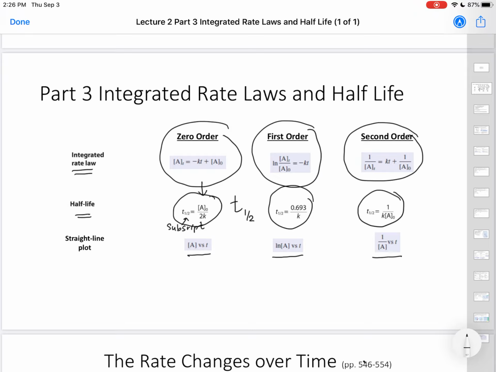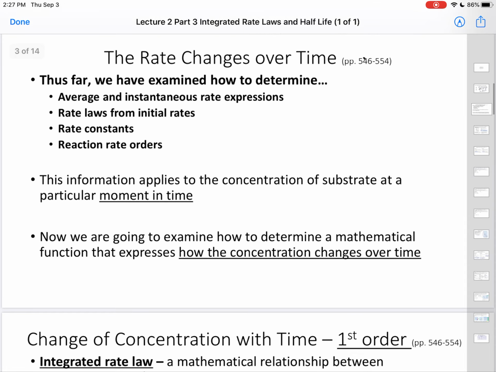And don't forget, when we say zero order, first order, and second order, what we are really referring to is when we have the rate law: rate equals k times the concentration of some substrate, which is a reactant. It is raised to a power. It could be 0, it could be 1, it could be 2. That is what we're talking about when we say zero order, first order, and second order. So the rate changes over time.